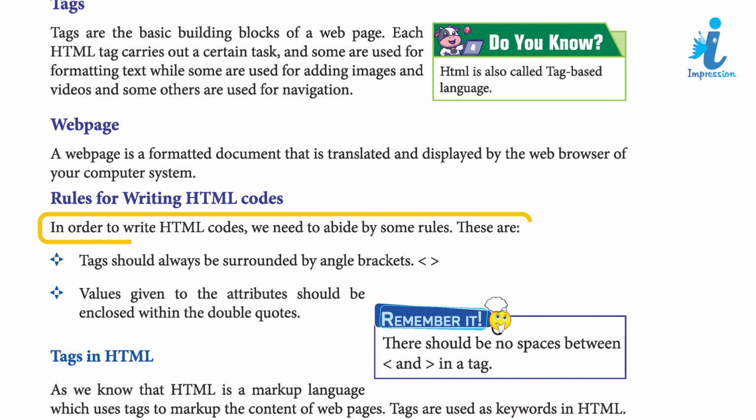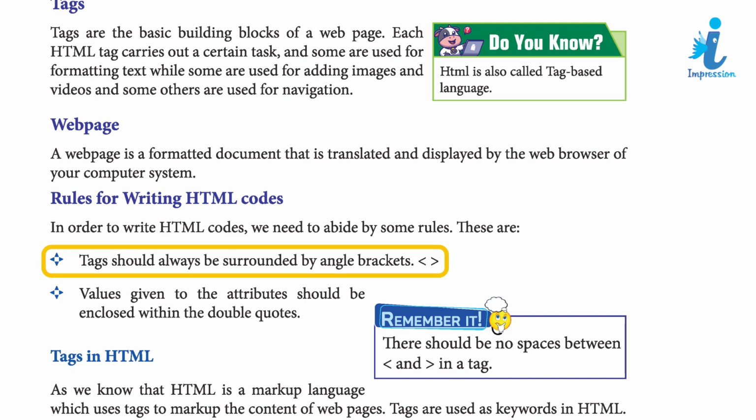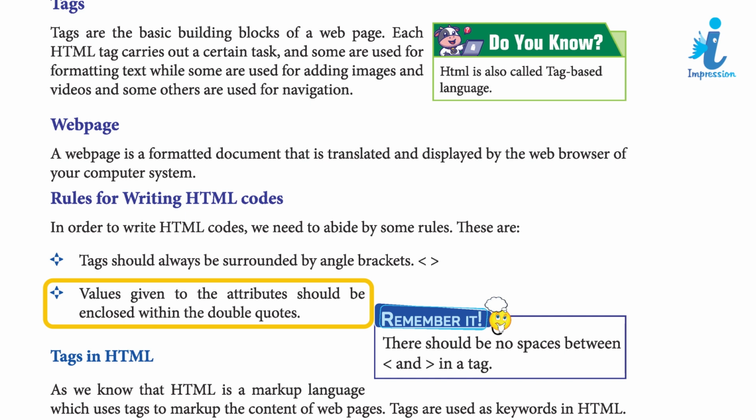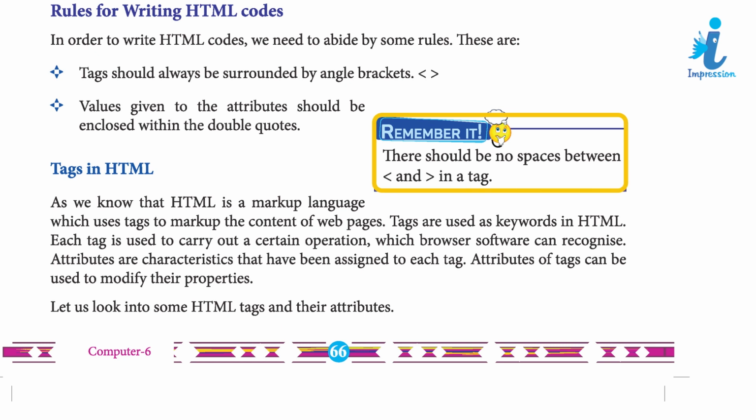Rules for writing HTML codes. In order to write HTML codes, we need to abide by some rules. These are: tags should always be surrounded by angle brackets. Values given to the attributes should be enclosed within double quotes. Remember it. There should be no spaces between brackets in a tag.